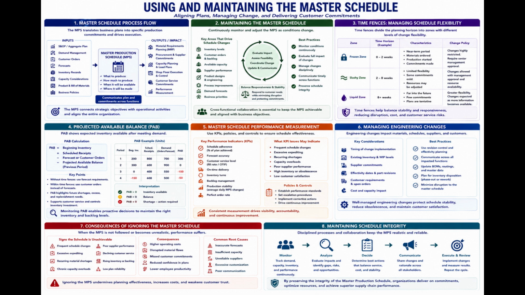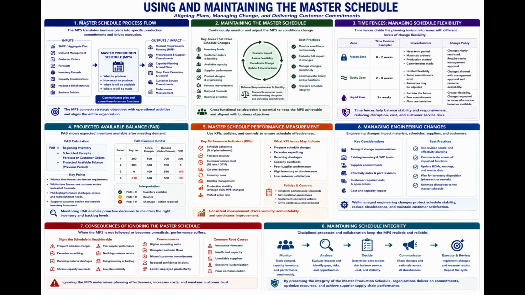Maintaining the MPS requires continuous monitoring and adjustment as business conditions change. Master schedulers must coordinate modifications resulting from changes in inventory levels, customer orders, backlog, available capacity, supplier performance, product designs, process improvements, and demand forecasts. Every adjustment must be evaluated carefully because changes in one area often affect multiple functions throughout the supply chain. Effective schedule maintenance balances responsiveness with stability, ensuring that customer requirements are addressed without creating excessive disruption. The objective is to preserve schedule integrity while accommodating necessary adjustments.